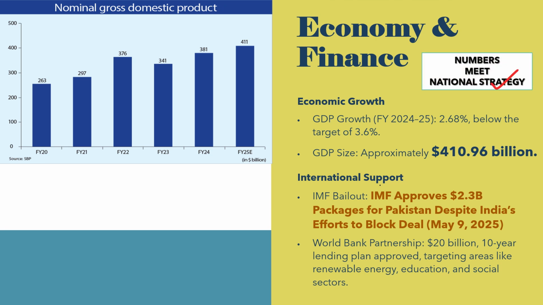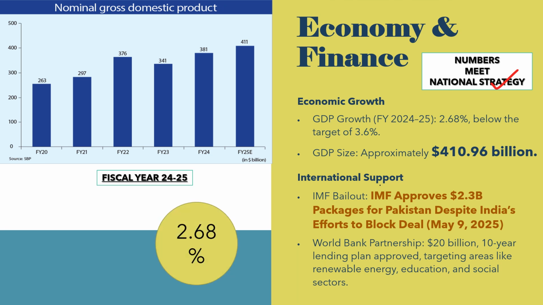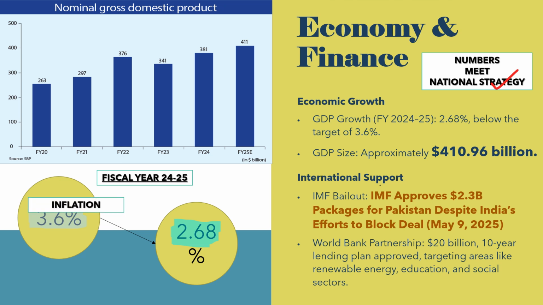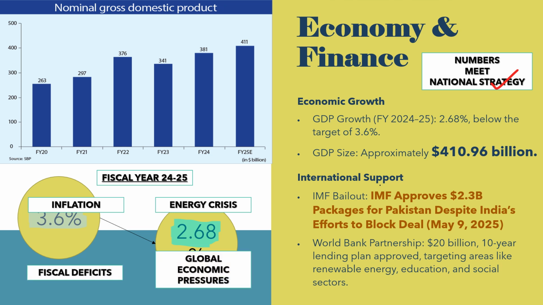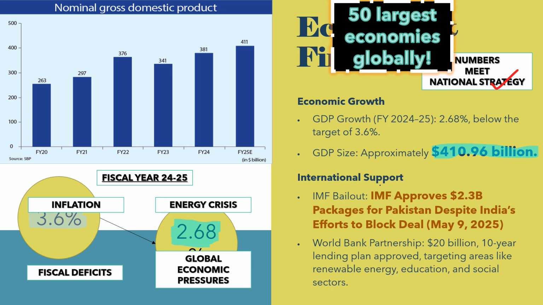As of the fiscal year 2024-25, Pakistan's GDP growth stands at 2.68%, falling short of the targeted 3.6%. This lower pace reflects the country's ongoing challenges, namely inflation, energy crisis, fiscal deficits, and global economic pressures. Despite the hurdles, Pakistan's GDP has reached approximately $410.96 billion, making it among the top 50 largest economies globally, but still with massive untapped potential.